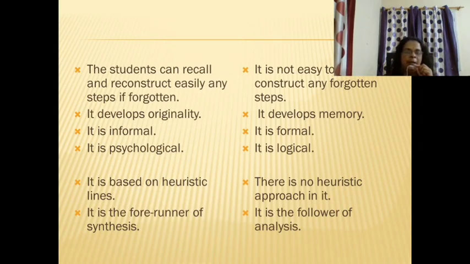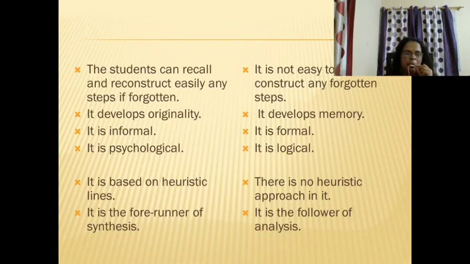Why is it happening like that? Because they have just crammed it. So something is missing; they are not able to recall because they did not understand how it came like that. So it is very difficult to develop originality and memory. In the analytic method, each and every step we are analyzing, and we are finding the answers to the questions. So it is an original process, but here it is only memorization. Informal and formal.